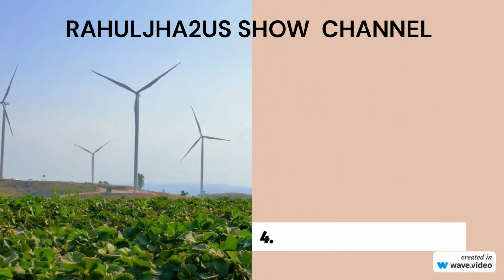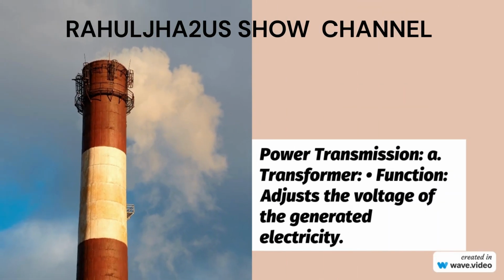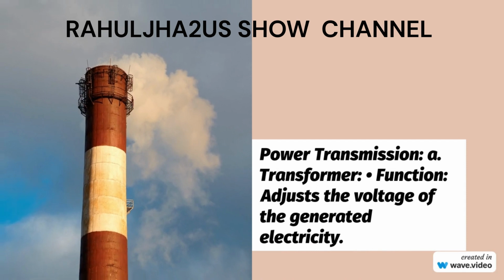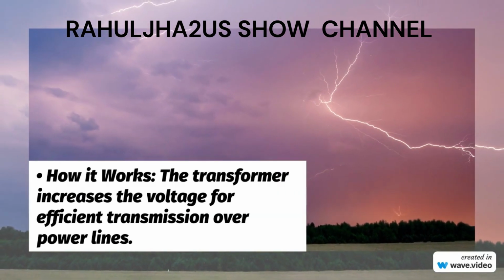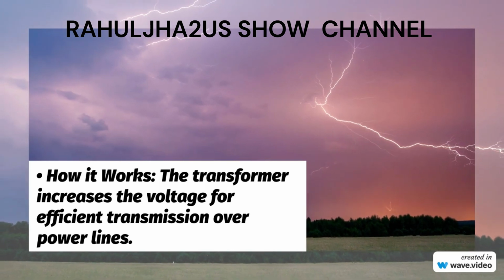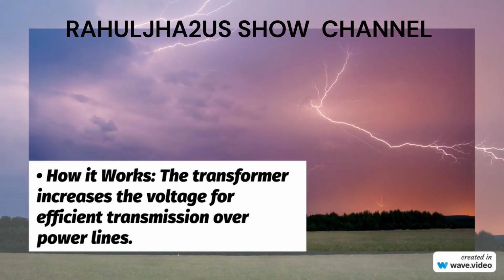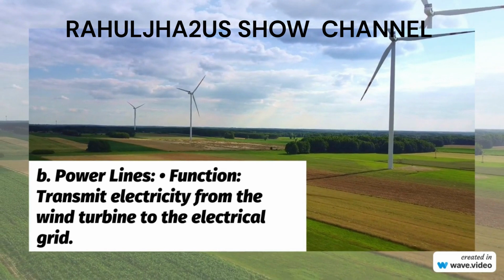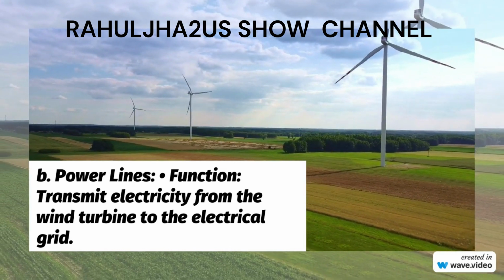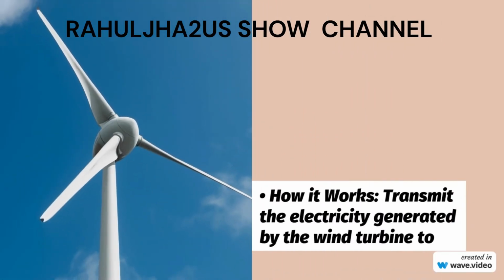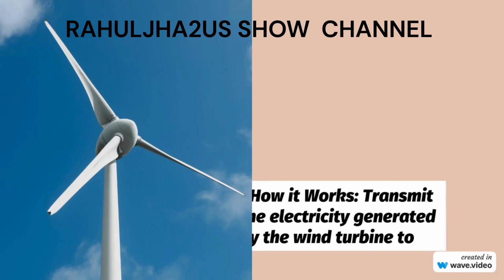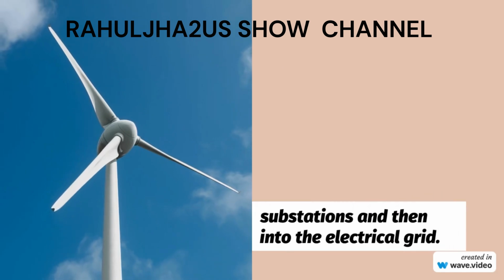Power transmission. Transformer. Function: adjusts the voltage of the generated electricity. How it works: the transformer increases the voltage for efficient transmission over power lines. Function: transmit electricity from the wind turbine to the electrical grid. How it works: transmit the electricity generated by the wind turbine to substations and then into electrical grids.